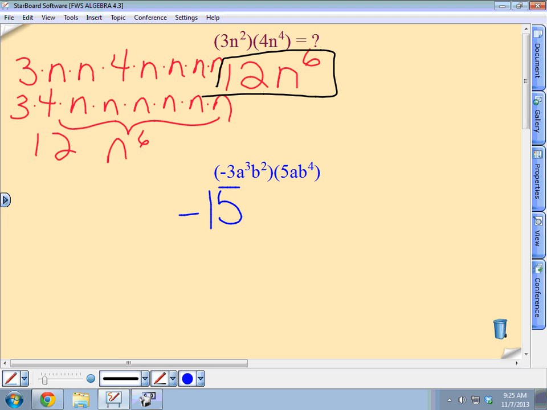Negative 15. Everyone sees that. Negative 3 times 5 is negative 15. A to the fourth power. Notice, a to the third plus a to the first. If there's no exponent written, we know that's to the first. So a to the fourth power. And then b to the sixth power. And your a is the sixth. Okay. So it's negative 15, a to the fourth, b to the sixth.